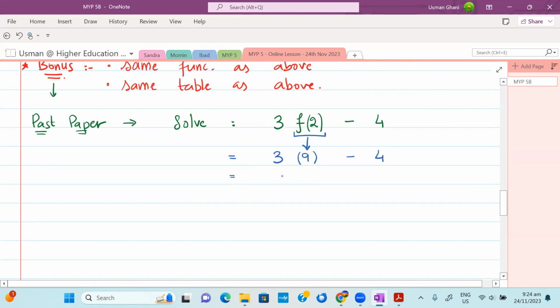Now what is 3 times 9? 3 times 9 is a 27. Minus 4. और 27 minus 4 क्या होता है? We all know that's a 23.